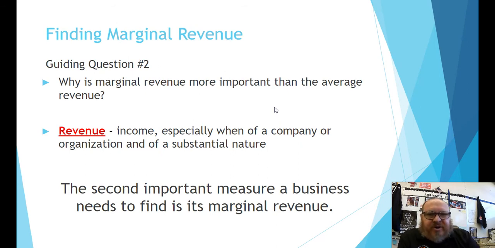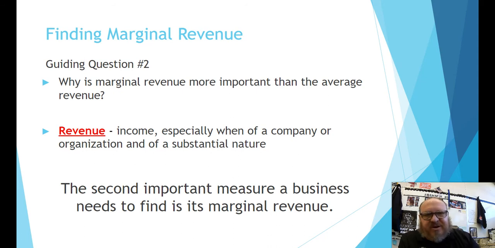All right, so we're going to go into revenue now, finding marginal revenue, okay? So once a factory or a company has figured out how much they can produce, now it's time to factor out how much money they can make and how much money they're going to be taking in. That's income or revenue, okay? So the definition of revenue is income.